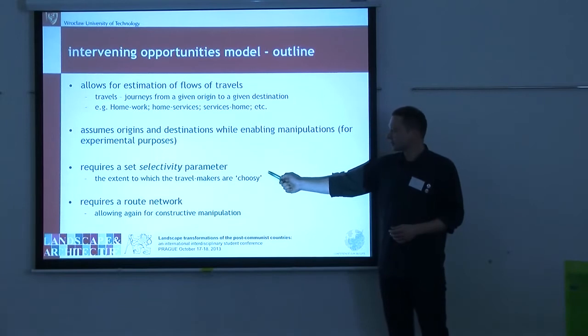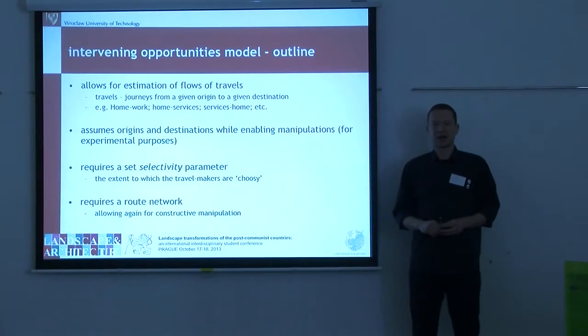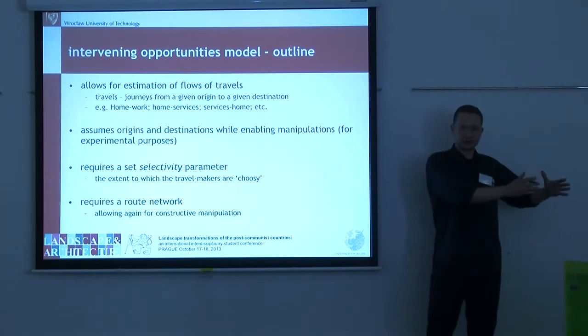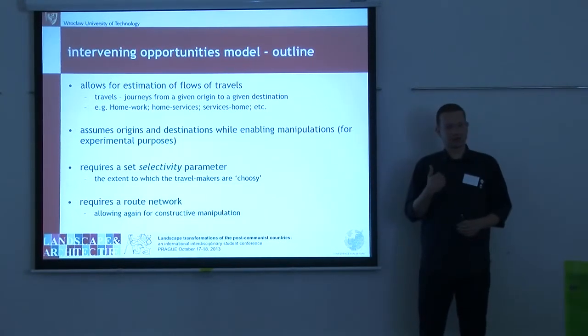The main and the most interesting parameter that is used by the model is so-called selectivity, which is a smarter word for actually to what extent the travel makers are choosy. In other words, how likely they are to be satisfied in their trip at certain given opportunities. So, to put it extremely simply, if I leave home to buy bread, I'm quite likely to stop at the first bakery I encounter, but if I leave home to buy a grand piano, it's quite possible that I will look in 10 different places to choose the best model for the best price.